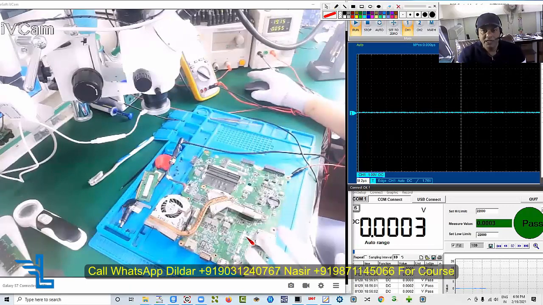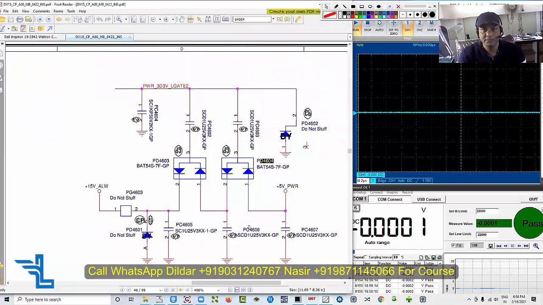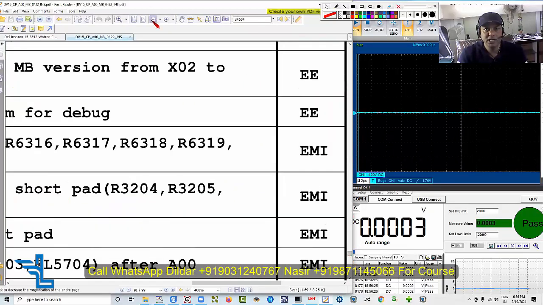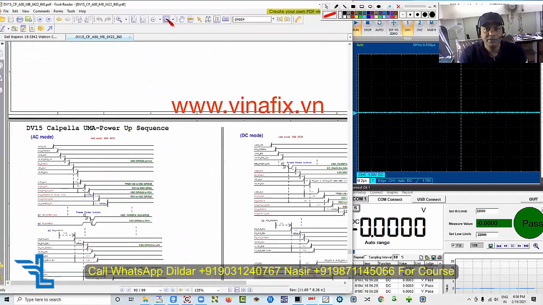So in this particular case study, I will only tell you the reason why the laptop is not turning on. We will start as the datasheet will suggest to us for this model. Now let's check from the beginning. First of all, let's see whether we have the power sequence or anything like that. So this is the power sequence we have got.